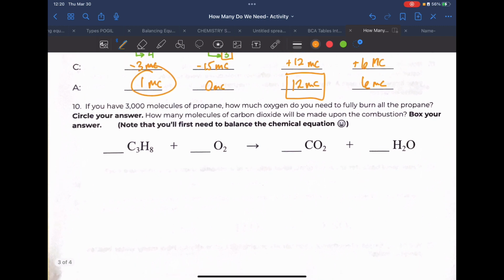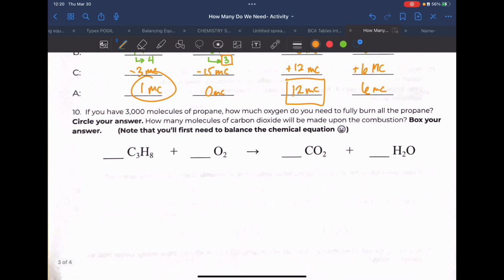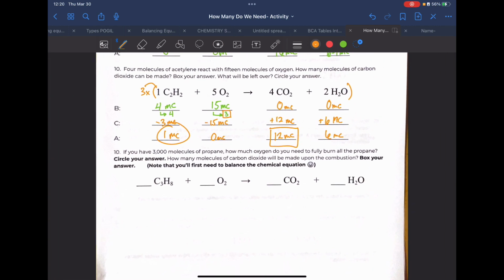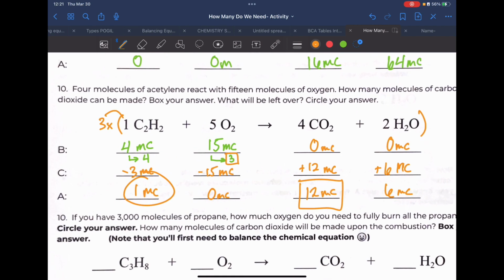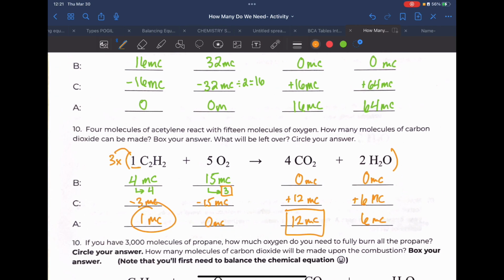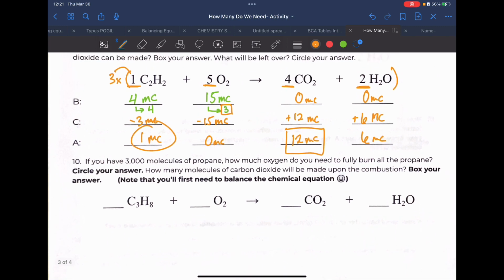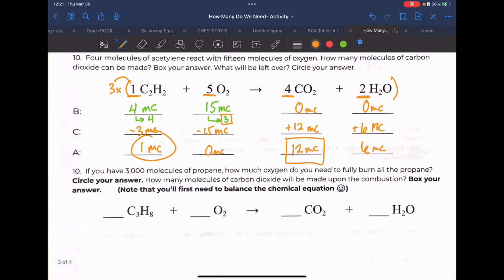In number 10, you can still answer this with the BCA table, but before you can do that, we need to figure out what the coefficients are in this chemical equation, right? Because look at number 10 right above it. I gave you the coefficients, but we did like, what was it, like two and a half weeks or something on balancing chemical equations before the break.